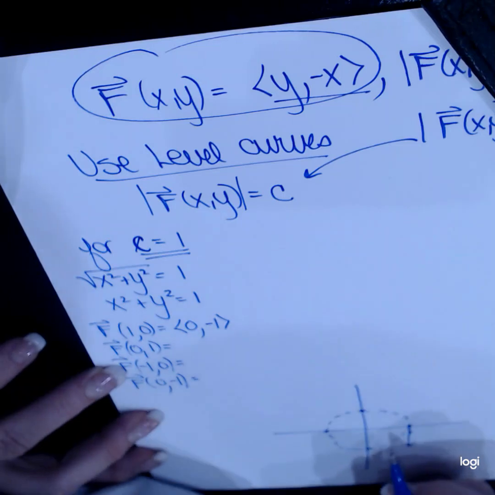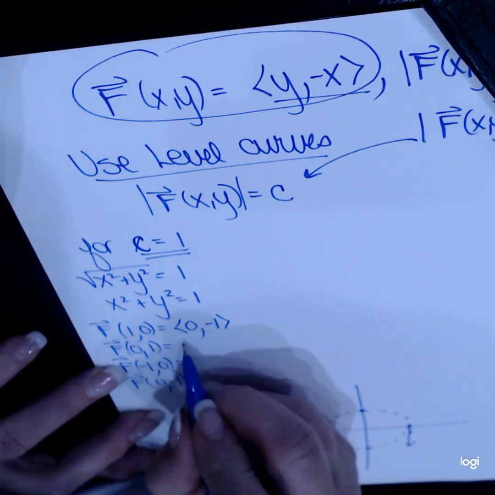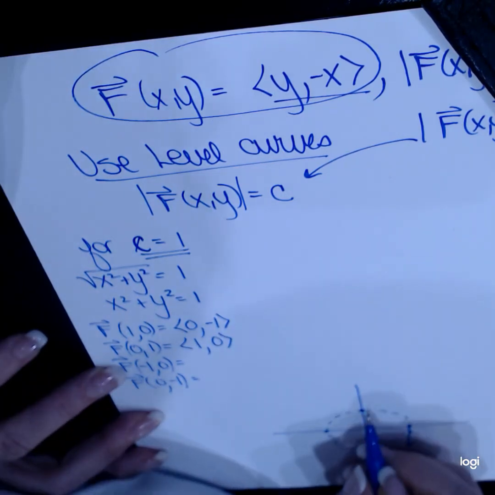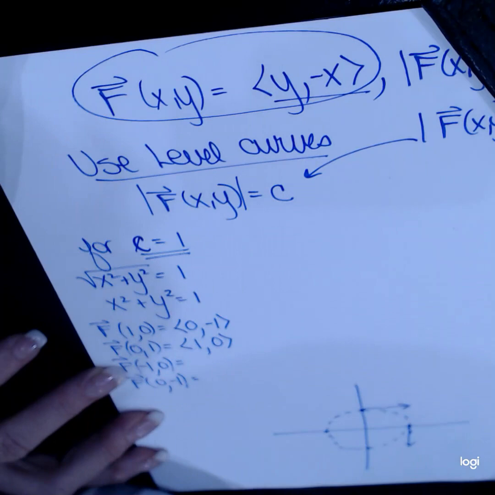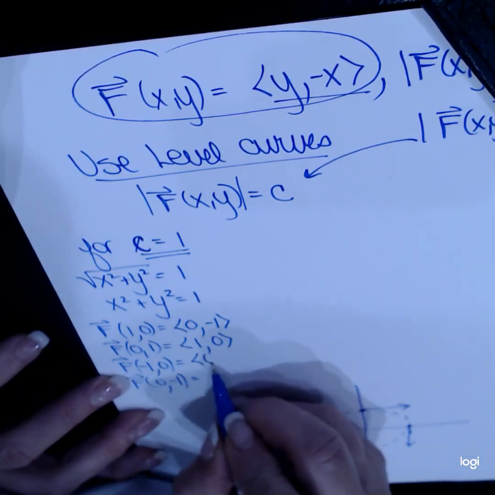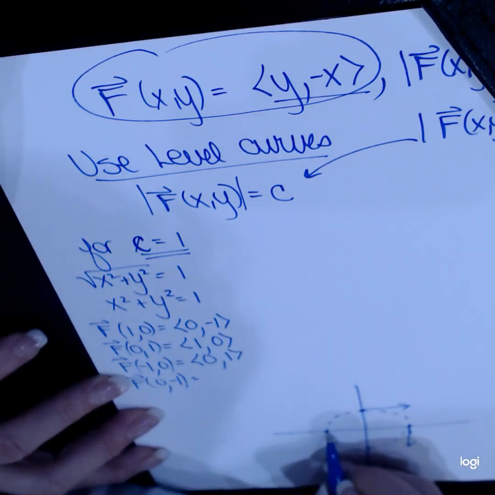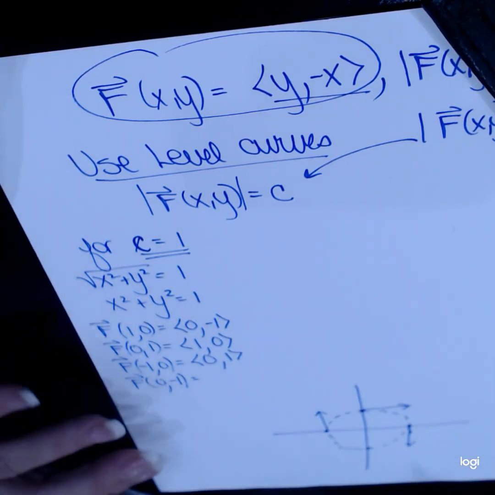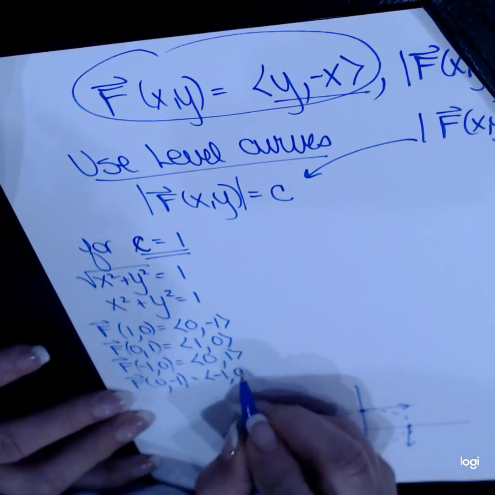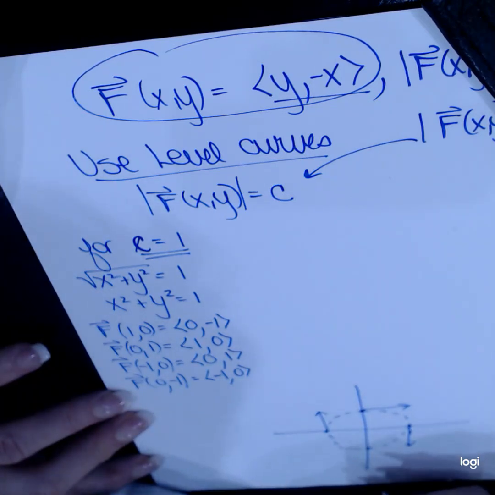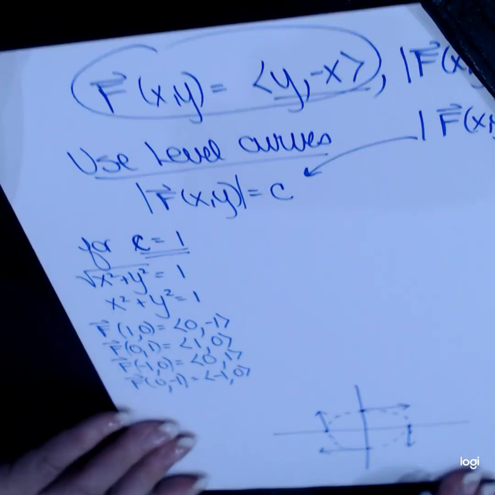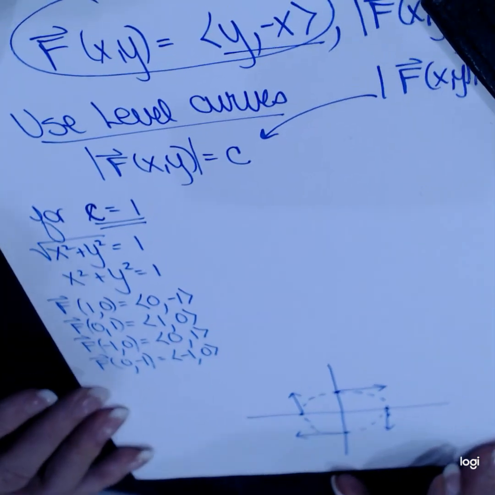At the point (0, 1), which is right here, again looking back at my rule, I'm going to have (1, 0). So this vector is going to look like this. At (-1, 0), which is here, I get the ordered pair (0, 1). So I get this one here. And at (0, -1), which is this point down here, I get (-1, 0). So I get this vector here. And so we're starting to get a look at what this vector field is looking like.